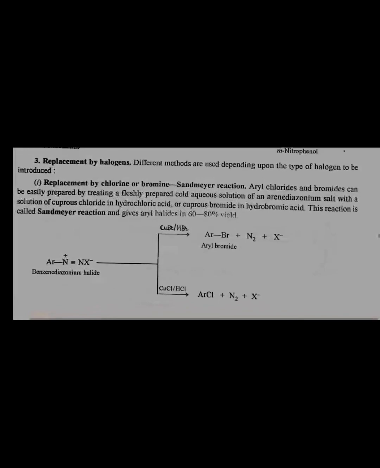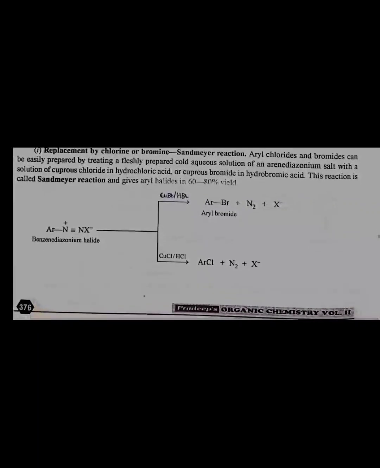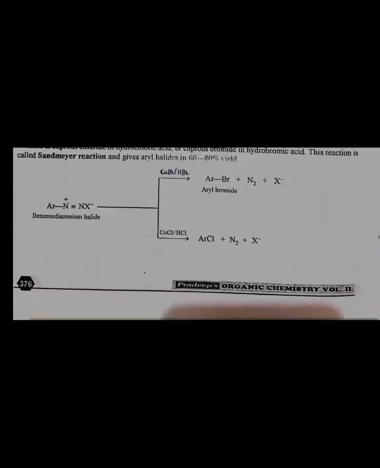Different methods are used depending upon the type of halogen to be introduced. First, replacement by chlorine or bromine, that is Sandmeyer reaction. Aryl chlorides and bromides can be easily prepared by treating a freshly prepared cold aqueous solution of an arene diazonium salt with a solution of cuprous chloride in hydrochloric acid or cuprous bromide in hydrobromic acid. This reaction is called Sandmeyer reaction, which gives aryl halides in 60 to 80% yield.